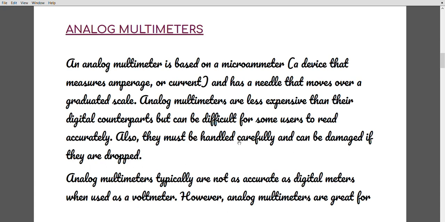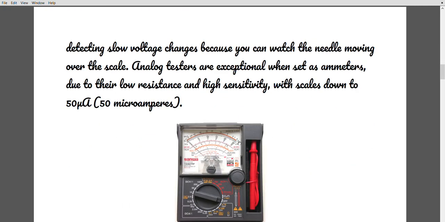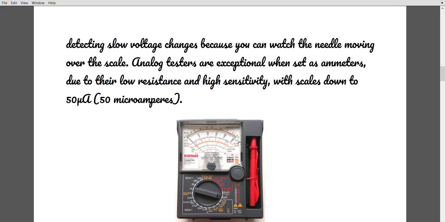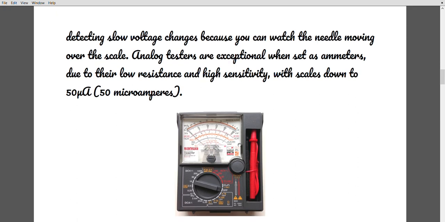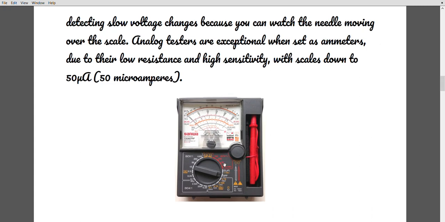Analog meters typically are not as accurate as digital meters when used as a voltmeter. However, analog multimeters are great for detecting slow voltage changes because you can watch the needle moving over the scale. Analog testers are exceptional when set as ammeters due to their low resistance and high sensitivity, which scales down to 50 μA, which is 50 microamperes. Here you can see the analog multimeter in this picture. Using this needle only, we can see the values as they change.